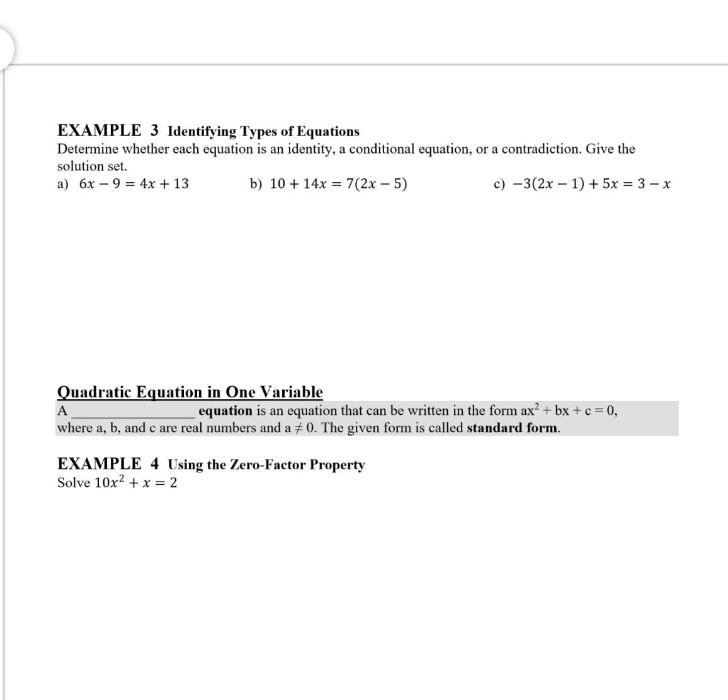So let's do that. For part A, we need to solve for x, so I'm going to subtract the 4x from both sides, and then add the 9 to both sides, and then divide both sides by 2. So we have a solution of 11. Now since this just has one number solution, this is called a conditional equation.